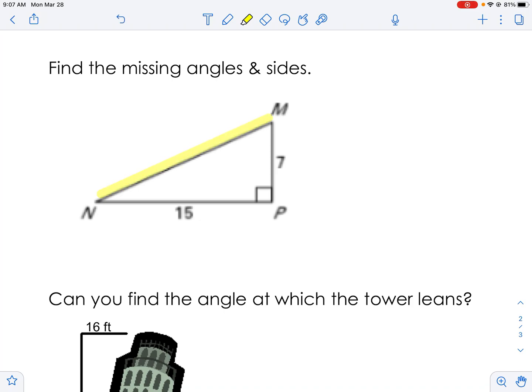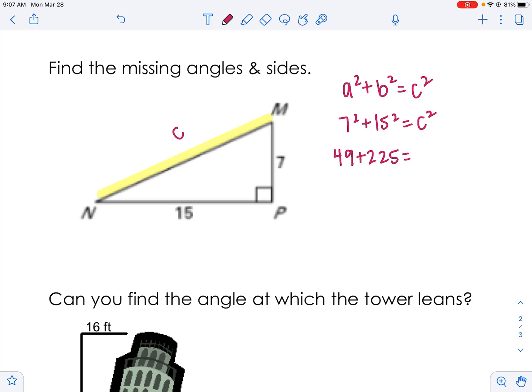If I'm trying to find the hypotenuse, I don't know any of the angles, so I can't use trig. If I don't know one of these angles, I can't use trig. But I do know that this side is 7 and this side is 15. So this goes back to an older tool that we learned. If you know two sides and you're missing a third side, then we can just do Pythagorean Theorem. We can do a squared plus b squared equals c squared. I'm missing the hypotenuse, which means that I'm missing c. So I'm going to do 7 squared plus 15 squared equals c squared.